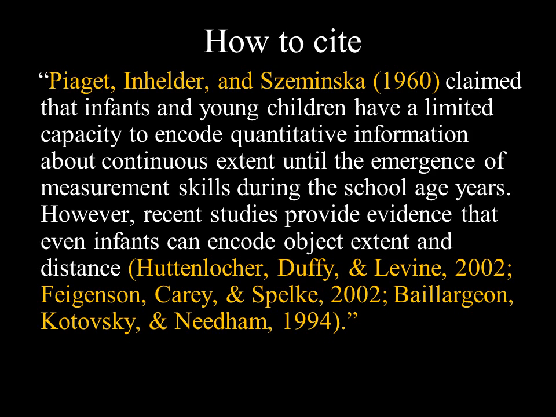And then you see in brackets I have Huttenlocher, Duffy, and Levine, 2002, Feigenson, Carey, and Spelke, 2002, Bayerjan, Kotowski, and Needham, 1994. And I want to make a point about this: these are some of the details about citing that you need to know from the book or from using the textbook or from the internet. For instance, when I have authors that are written into a sentence, like the first sentence of this little excerpt, the authors are included as part of the sentence, in which case I have to write the word "and" between the two authors that are the second and third author.